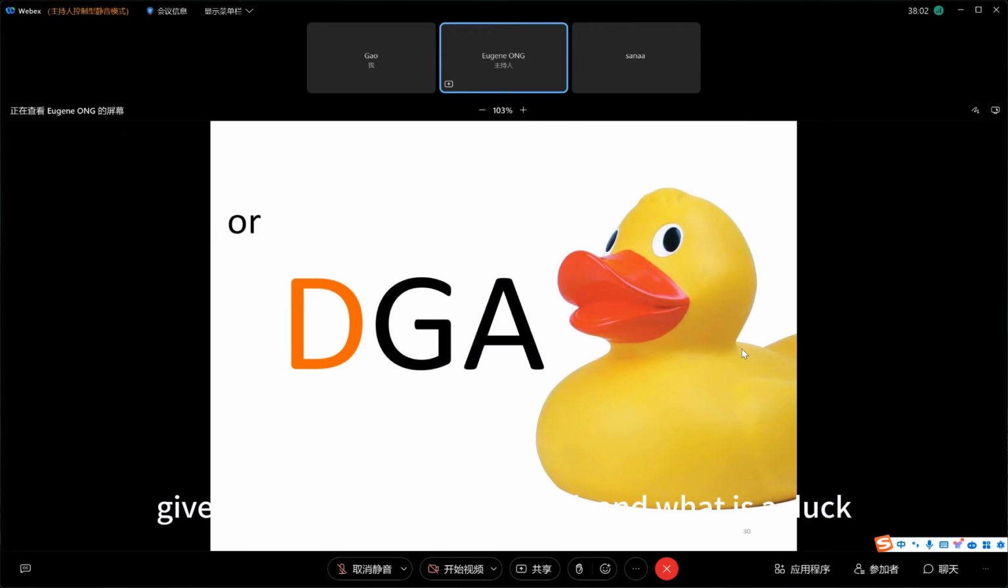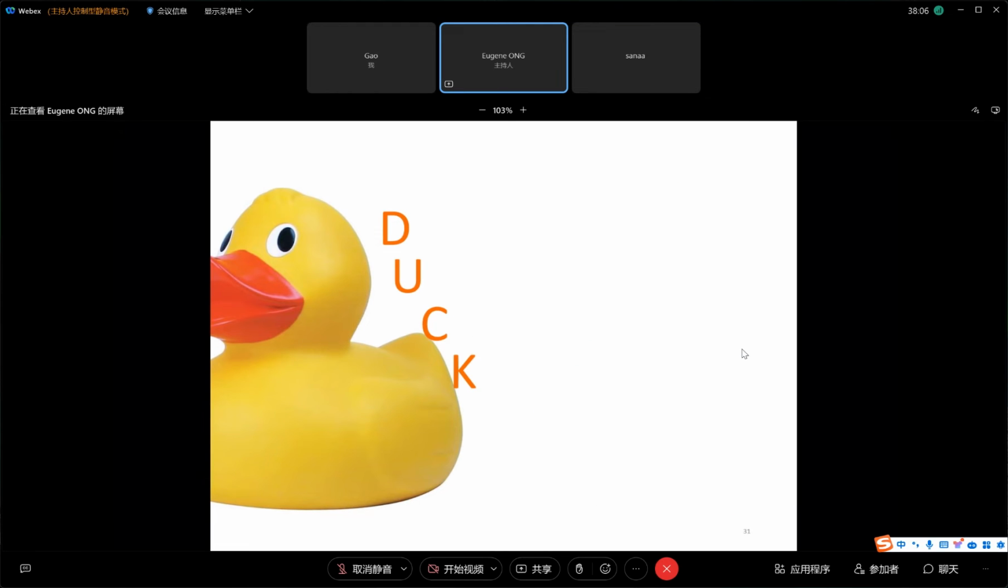And what is a duck? So DUCK stands for something. Okay, so DUCK is an acronym for something. And later on, if you can tell me what each letter stands for, maybe you can get a prize from me. Understandable. Okay, it's good.